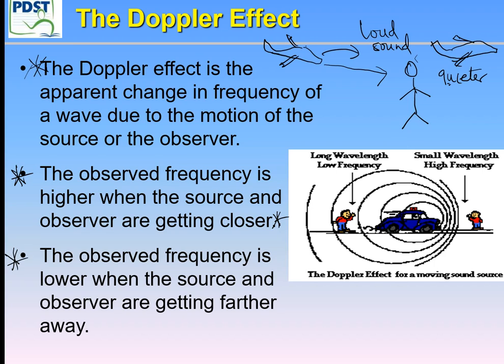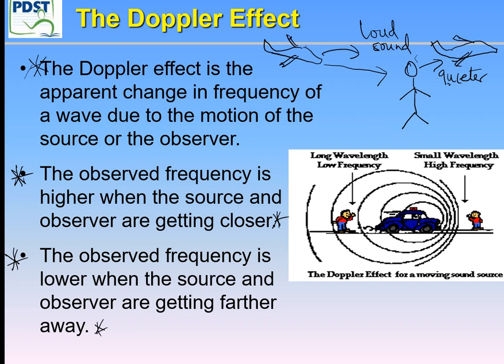The observed frequency is lower when the source and observer are getting further away. So as this plane is moving away from the person, the frequency of the sound becomes less and less, or lower and lower, and then the sound becomes quieter. It becomes less loud. That's what we call the Doppler effect.